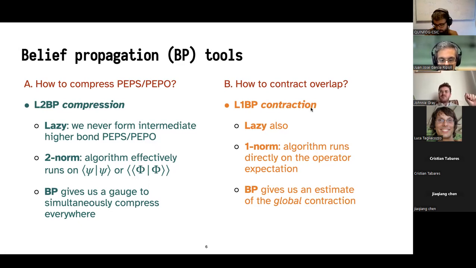And then the second tool is, how do we contract this huge overlap? We also use a lazy BP, but this is a one-norm BP. So rather than forming some two-norm object, it just runs directly on that overlap. It's also lazy, which basically means the same thing as here. And in this case, we're not trying to compress the object or find some reduced representation. What BP gives us really is an estimate directly of the total contraction, including normalization. So it's really a different way to approximately contract a very large network.